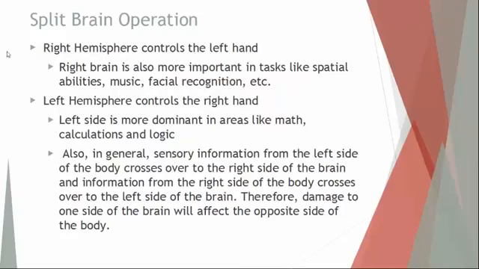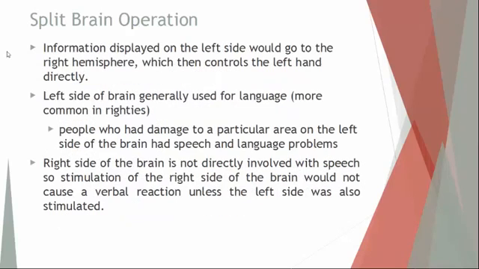Now, the left-hand side of the brain is more dominant in logical thinking, calculations, general mathematics, things like that. Also, in general, sensory information from the left-hand side of the body will cross over to the right side of the brain, and vice versa. So if there is damage to one side of the brain, that will impact the other side of that person's body. So if there's damage to the left side of the brain, it will impact the right-hand side of the body. If there's damage to the right side of the brain, it will impact the person's left side of the body. So sensory information, what you see, what you hear, taste and touch, and so on, information that's displayed on the left-hand side of the body would go to the right hemisphere, since that controls that portion of the body.